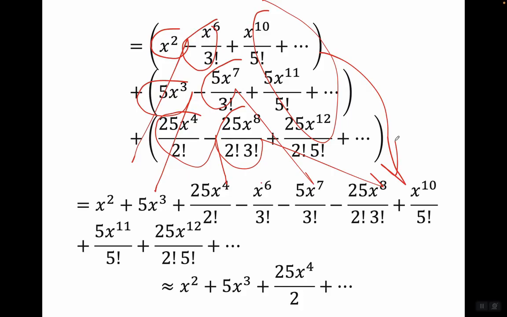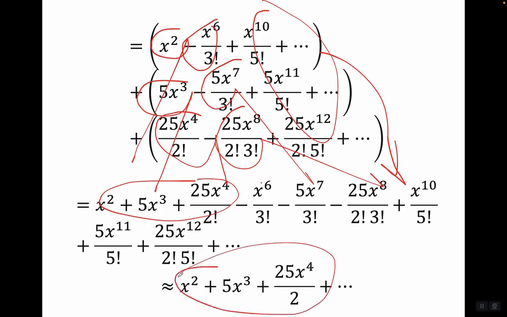So notice that when you look at the first 3 non-zero terms, this is just what you end up with. So our answer is x squared plus 5x cubed plus 25x to the 4th over 2.